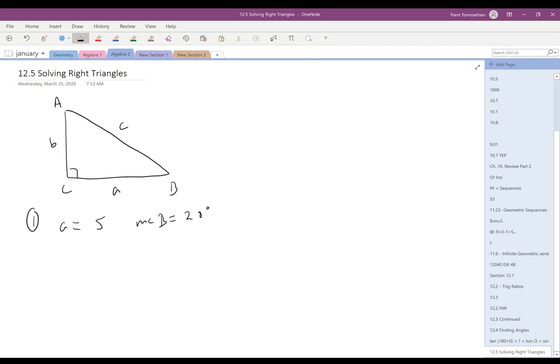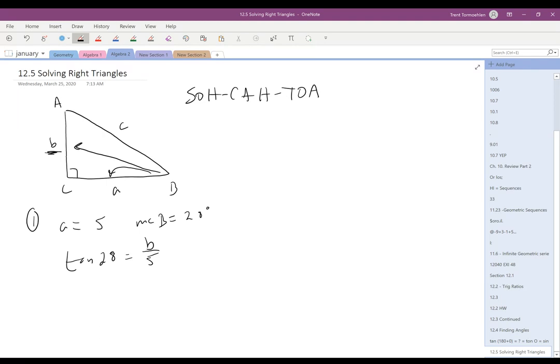So if I want to find out what little b is, for example, I could say the tangent of 28 degrees is equal to little b over 5, right? Because tangent is opposite over adjacent. Remember, this is where you might want to think about SOHCAHTOA in solving these problems. Sine is opposite over hypotenuse, cosine is adjacent over hypotenuse, tangent is opposite over adjacent.